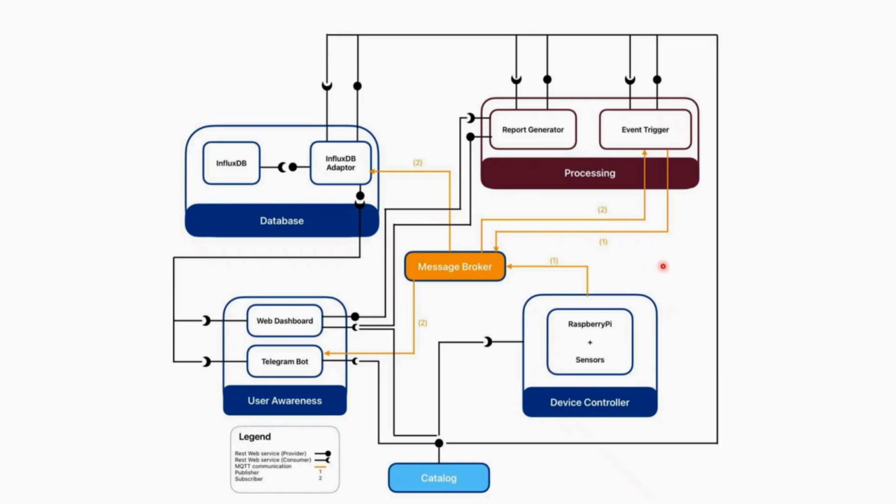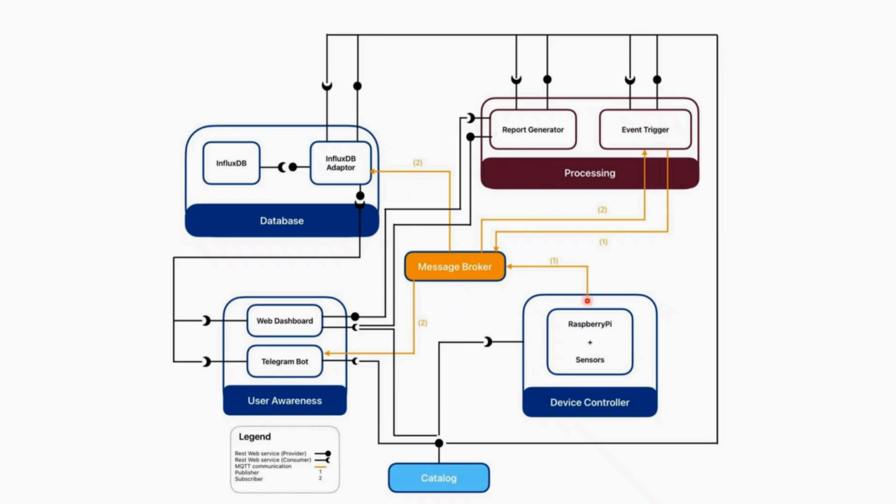This is our system architecture. At the bottom, we have the catalog. It is the core of the system. It stores the list of all devices and caregivers. In the middle, we have the message broker. This is MQTT. It carries all data between components.